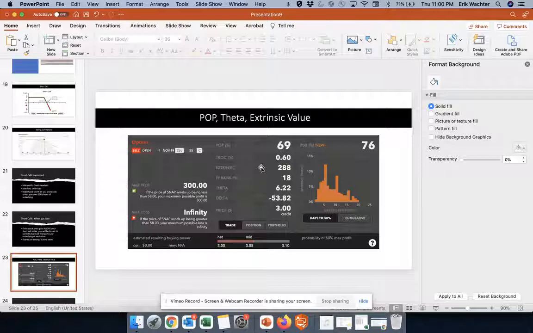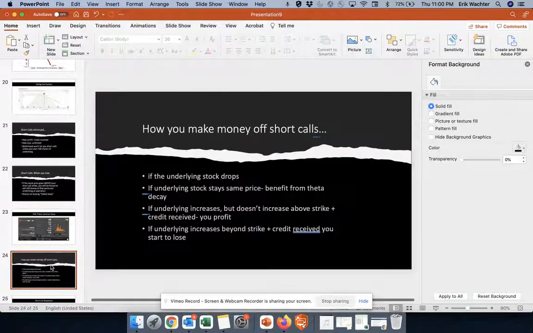And this is just showing you how, as a seller, our probability of profit is higher. Remember, we were looking at before, it was like 31. Now it's 69. Our theta is positive rather than negative. We have a negative delta. So again, just to reiterate how we make money off of short calls: the underlying stock drops below our strike, or the underlying stock stays at the same price, and then we benefit from theta decay.